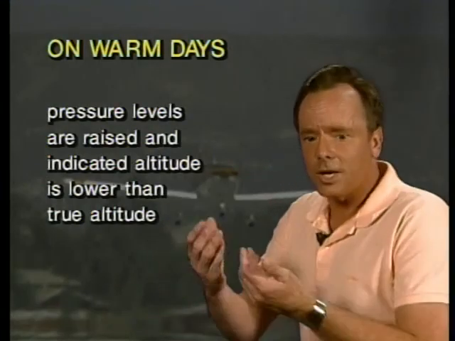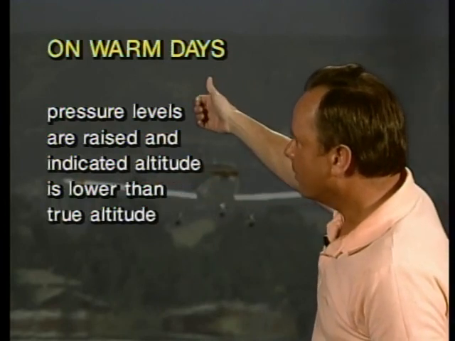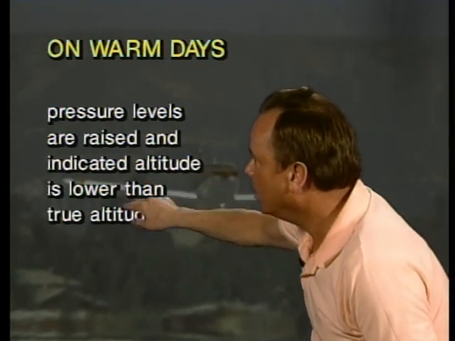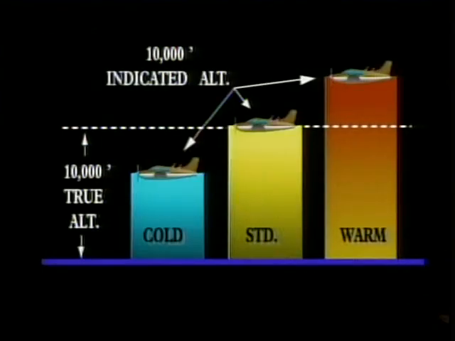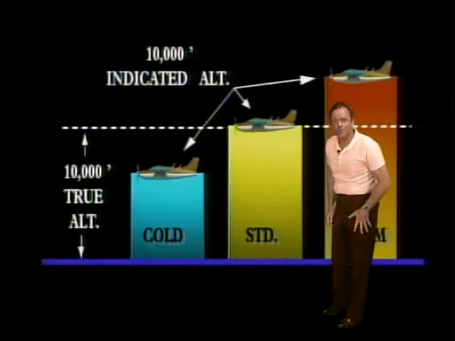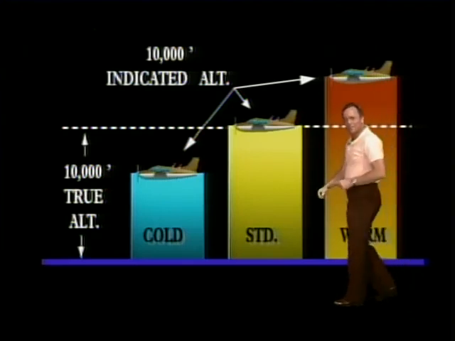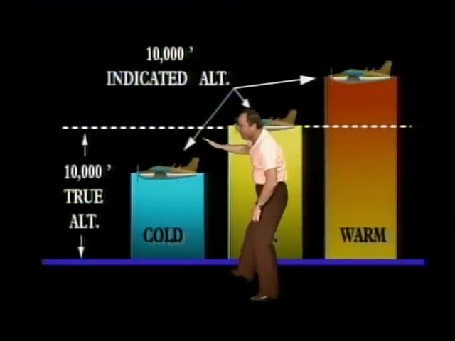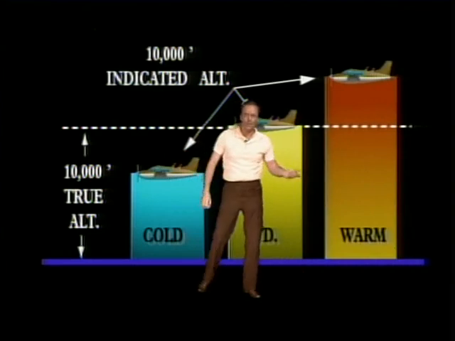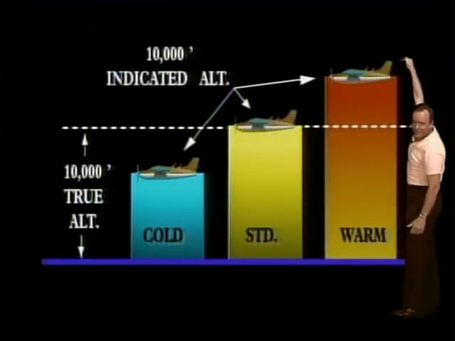Well, what you need to know is that on warm days, the pressure levels, the whole atmosphere actually gets taller. The pressure levels are raised and the airplane's higher than the indicated altitude. That means the indicated altitude is lower than true altitude. Now, here's why. What happens is on days when the temperature is warmer than standard, the whole atmosphere actually gets taller. And on days when the temperature is colder than standard, the whole atmosphere actually gets lower. There's no lid on the atmosphere, so when the temperatures rise, the whole atmosphere actually gets taller like this.